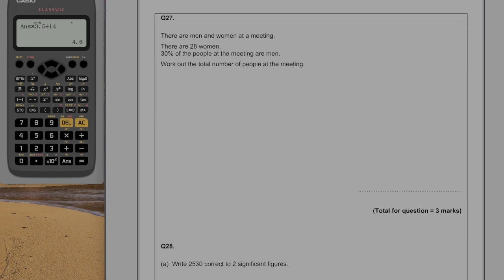Right, question 27. There are men and women at a meeting. There are 28 women. 30% of the people at the meeting are men. Work out the total number of people at the meeting. Okay, so let's go for men and women. We're told that there are 28 women at the meeting, and we're told that 30% of the meeting attendants are men, which means that 70% must be women. So if I do it like this, 70% of the number of people at the meeting is equal to 28. That means that 10% would be equal to divide by 7, 4. So 100% would be 40.